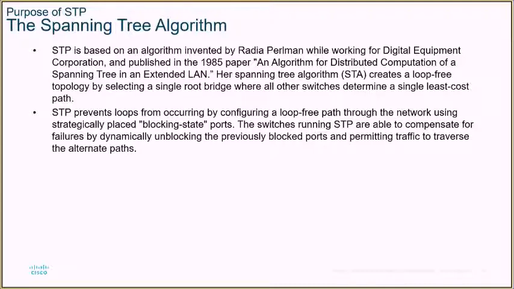where all other switches determine a single least cost path. STP prevents loops from occurring by configuring a loop-free path through the network using strategically placed blocking state ports. The switches running STP are able to compensate for failures by dynamically unblocking the previously blocked ports and permitting traffic to traverse the alternate paths.